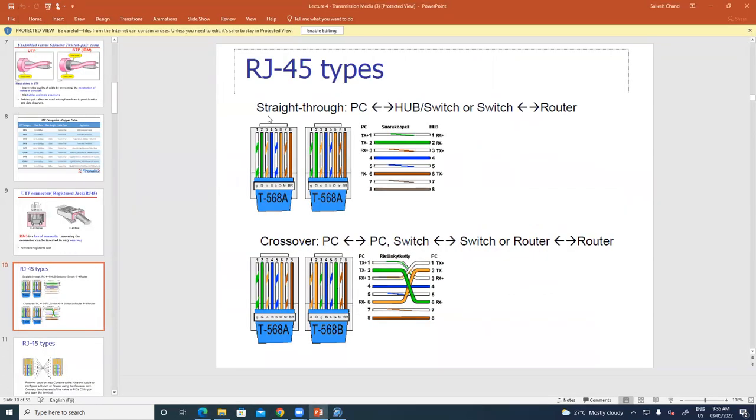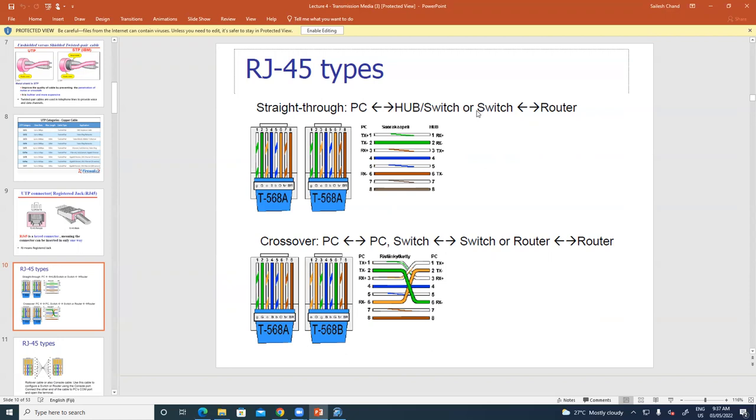Now, for RJ45 or rather the unshielded twisted pair, there are two types of cables that you can make. One is the straight through, right? Straight through cables are used in environments where you have to connect a PC to a hub or a switch, or a switch to a router. Remember, straight through cable is also known as the patch cable, and it is the most common cable. Whenever you connect a switch to a computer, or a switch to the patch panel, you use straight through. So in many cases, it's the straight through.